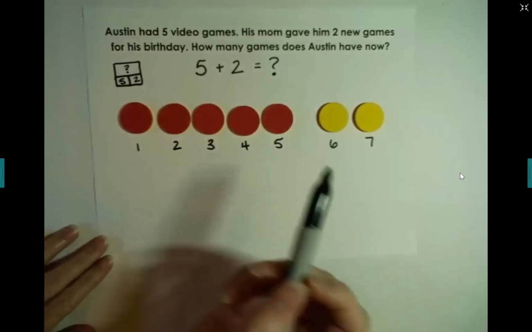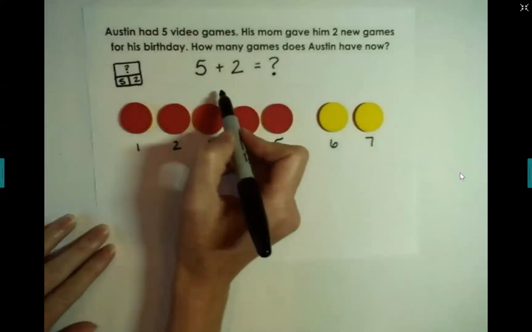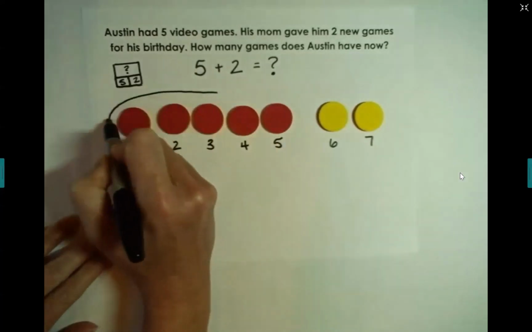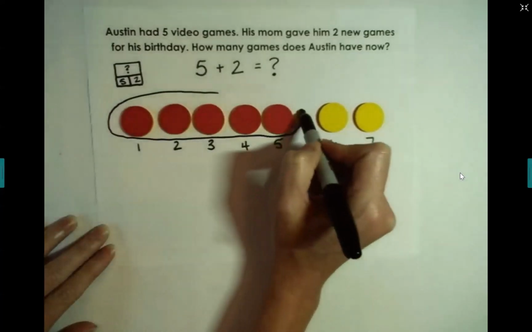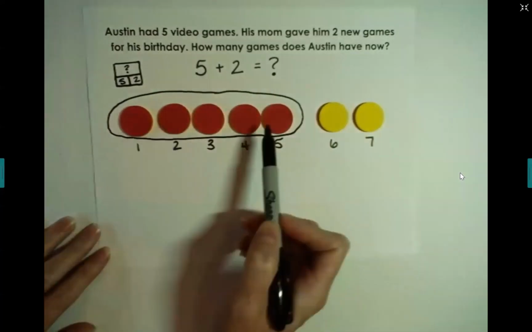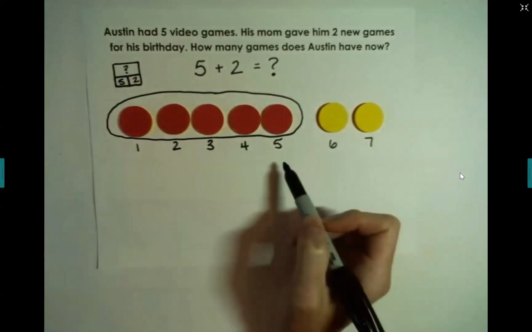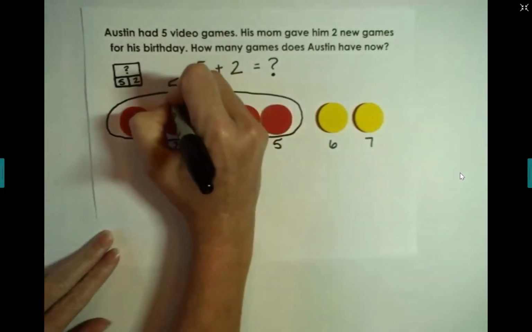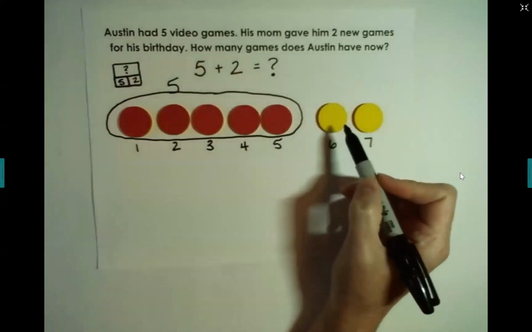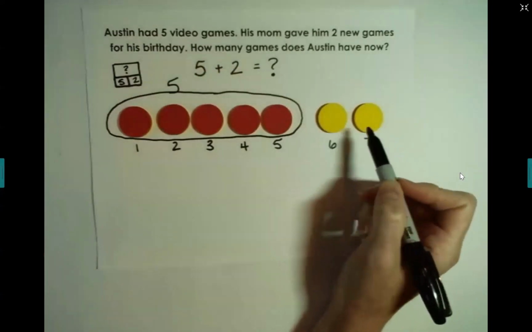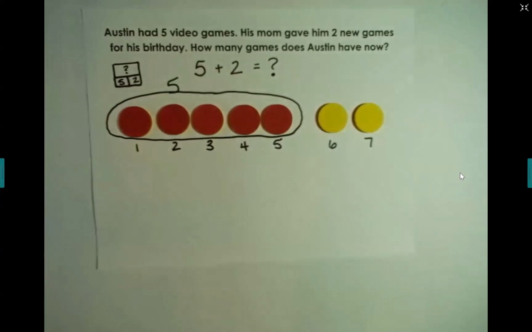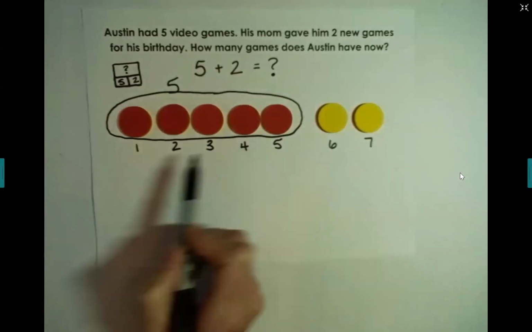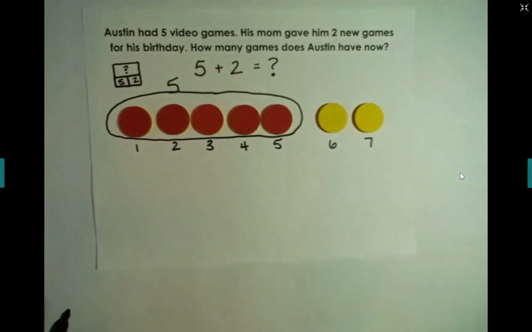Or some students may move forward into a more efficient way of counting, which would be to recognize that I already know this amount is 5. So we can say 5 and count on the 2 more, 6, 7 to get that total. So counting all or counting on using those manipulatives.